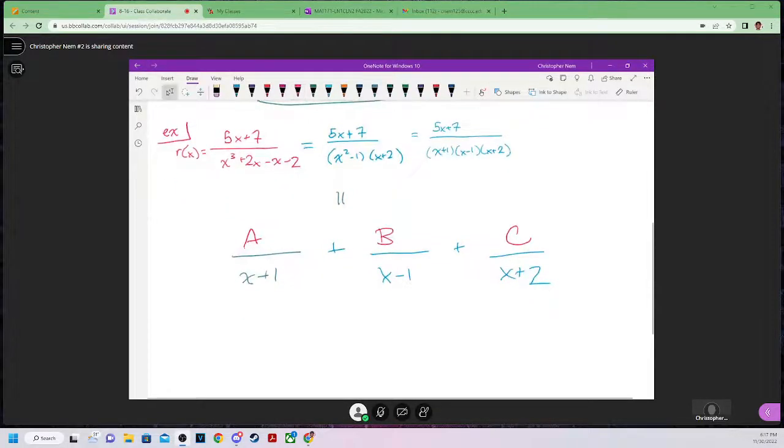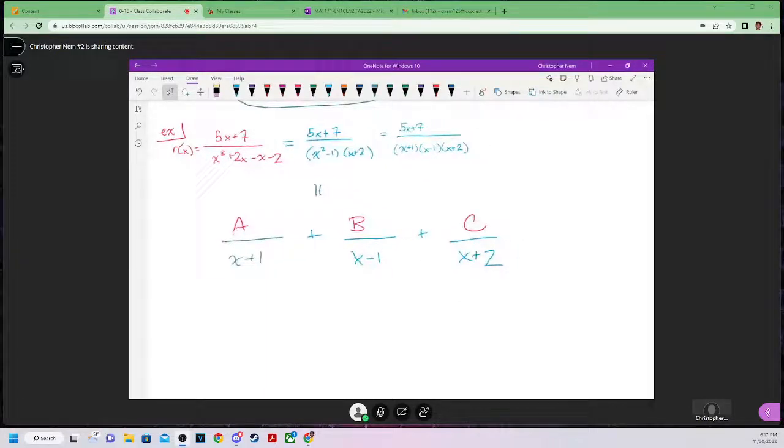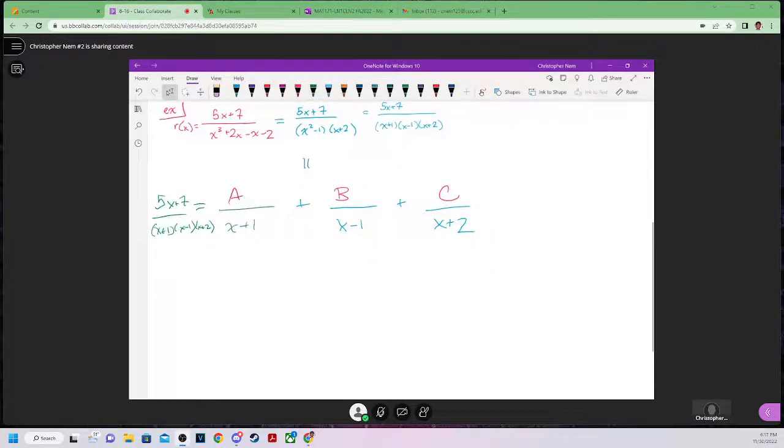All right? Now, A, B, and C in particular, this is all equal to... Oh, let me write it over here, actually. I like to write it on the left side. This is all equal to 5x plus 7 over x plus 1, x minus 1, x plus 2. All right? I need to figure out what those A, B, and C's are at the moment.